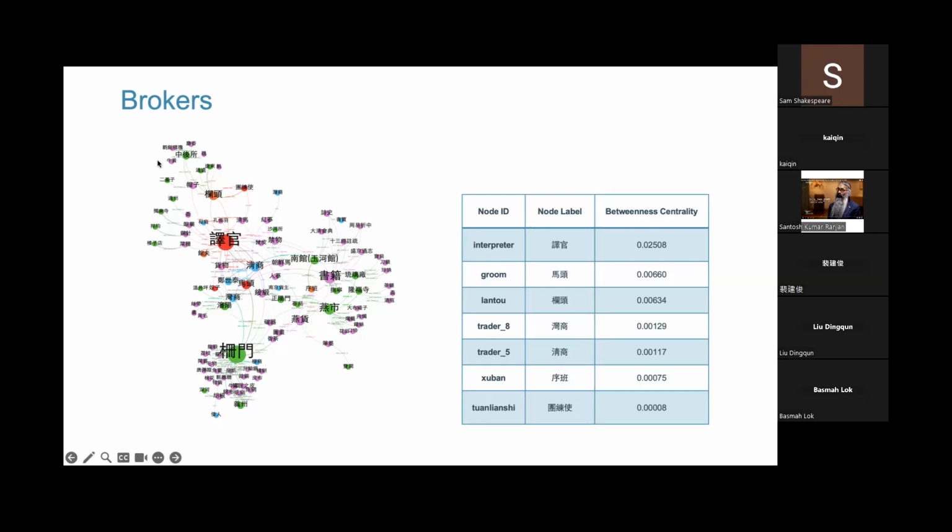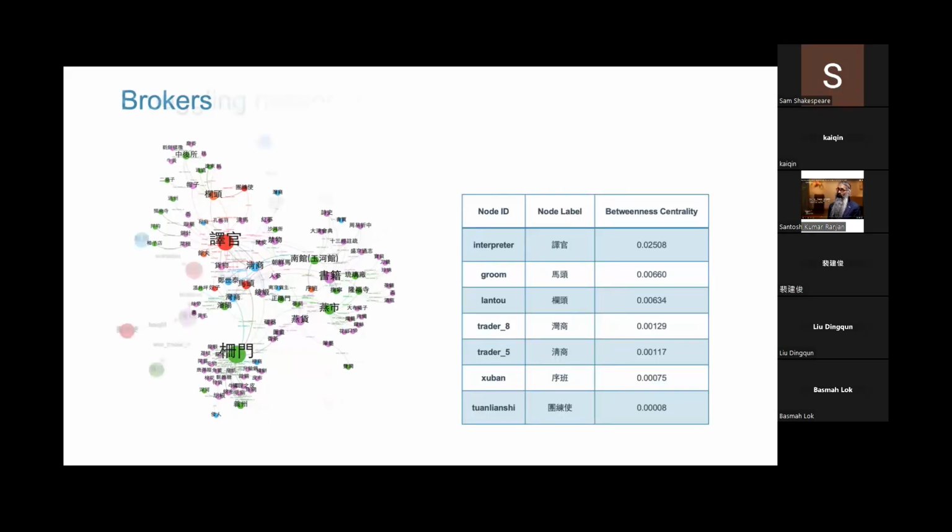And here on the right upper side, you can see a place called Zhonghousuo. It's actually relatively important in the trade. But here, since I focus on people, the brokers in the trade network, I have a table with the rank of betweenness centrality, and I can find the interpreters and groom, Lantou, like a delivery organization in Qing, and also Wanxiang Chosŏn traders from Beiju, and Qingxiang Chosŏn, Qing traders, and also Xuban in Beijing, and also Tuanlianshi, this kind of small functionaries in Qing. They all participate in the trade networks.